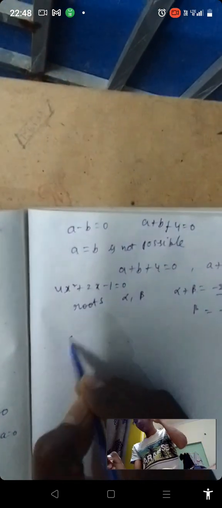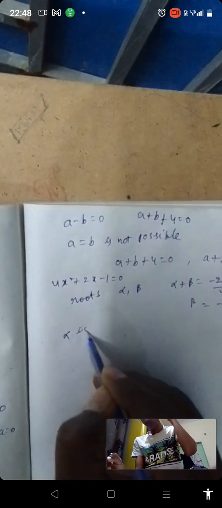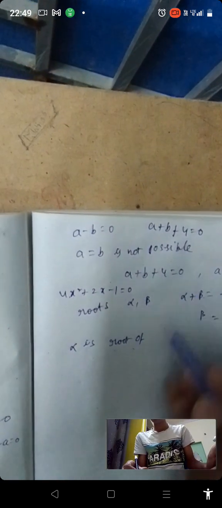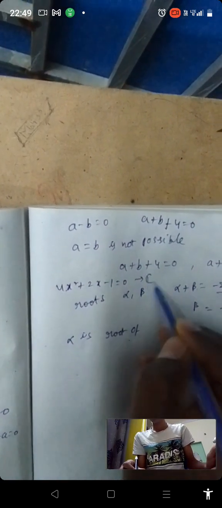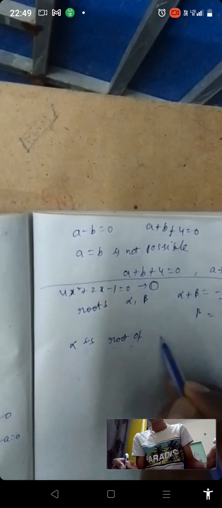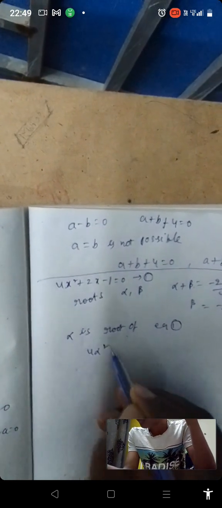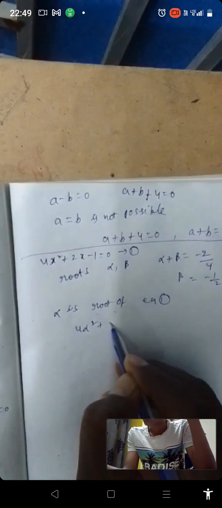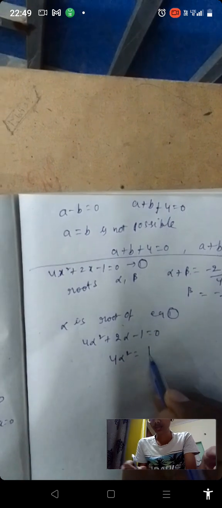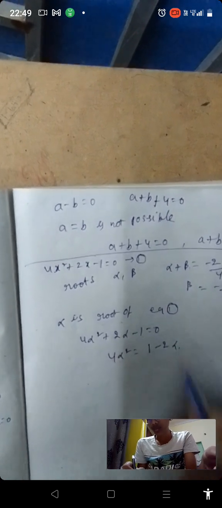Your question is alpha is a root of equation 1. This is equation 1. So 4 alpha square plus 2 alpha minus 1 equal to 0. 4 alpha square value is 1 minus 2 alpha.